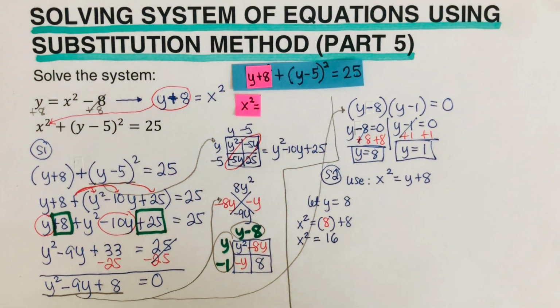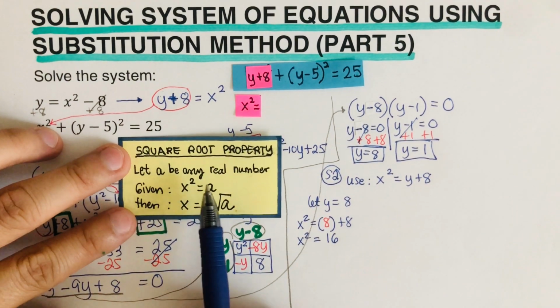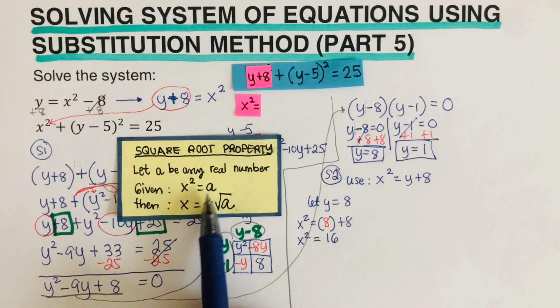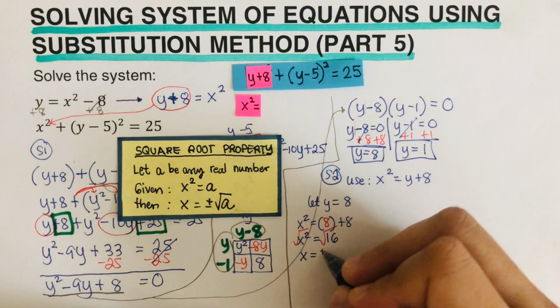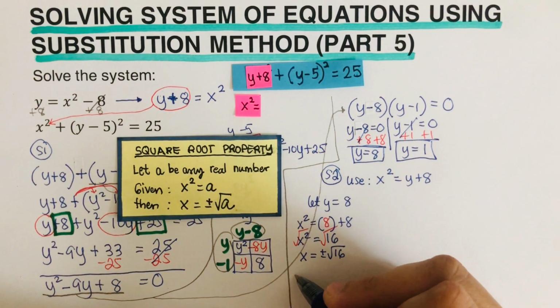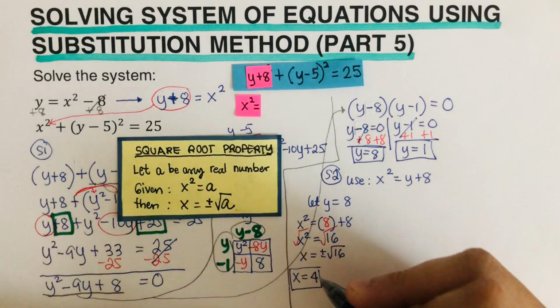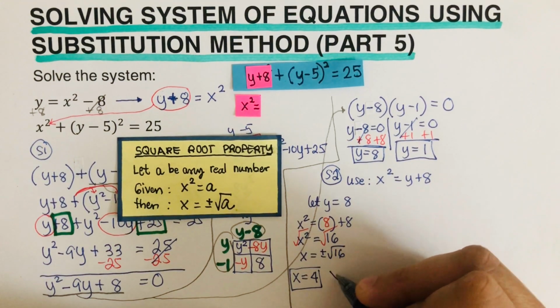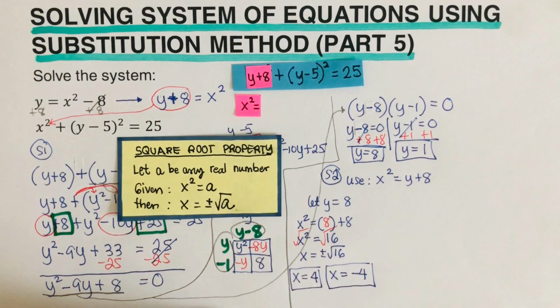And then we remember the square root property. If we let a be any real number, and we have x squared is equal to a, x is actually plus minus the square root of a. So in this problem right here, we can square root both sides. So then we are left with x is equal to plus minus square root of 16. So the two values of x would be x is equal to positive 4, because that's the positive square root of 16. And then the other x would be x is equal to negative 4, because that is the negative square root of 16.